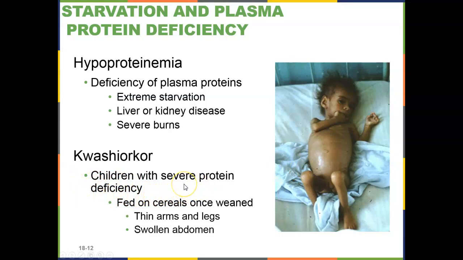So they are weaned off of breast milk, and breast milk has protein, and then they're fed cereal. Well, cereal has a lot of energy. It's good on carbs, but there's no protein in cereal. And because of that, they're not getting those amino acids to build other proteins like albumin or fibrinogen.